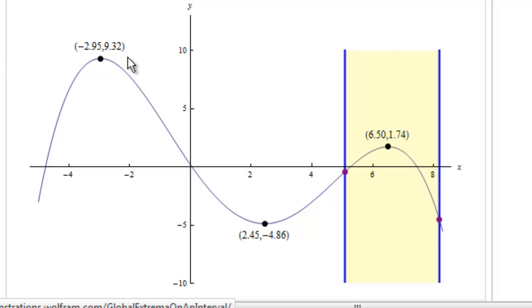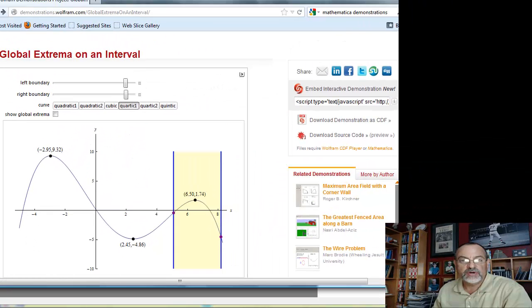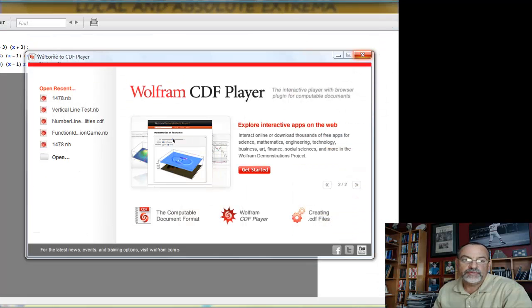Now this graph is bounded above because it never goes above this point, but it is not bounded below because it does go down forever. So that's what local extrema are. That's what local extrema means. We're talking about local maximums and local minimums.